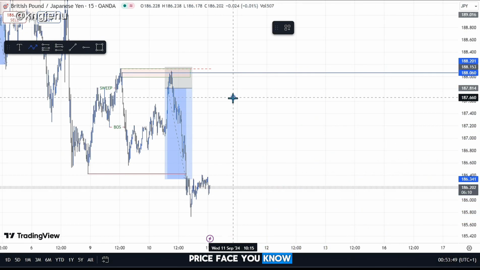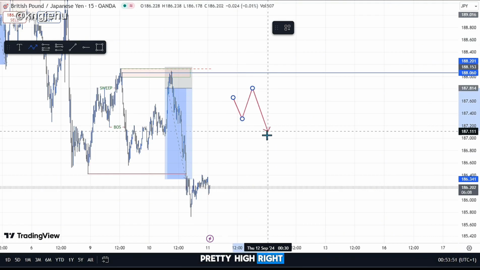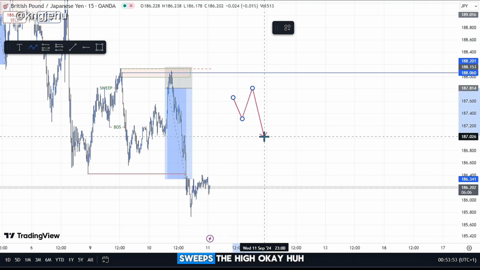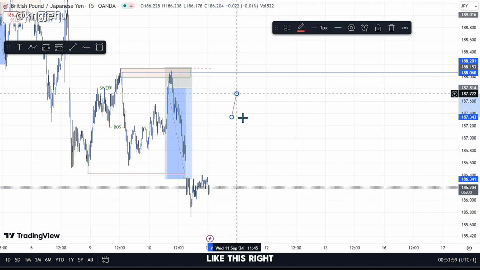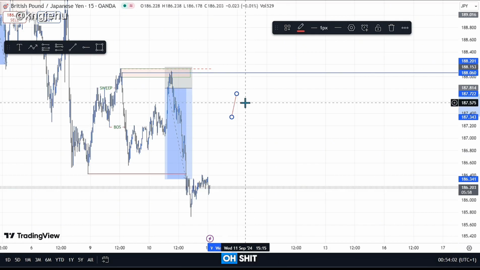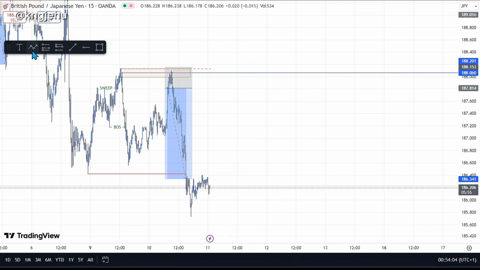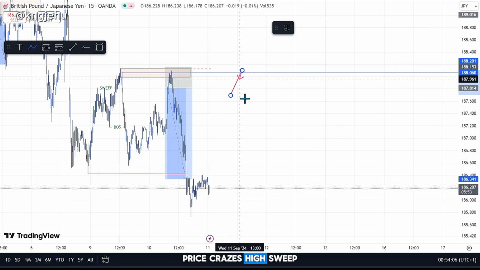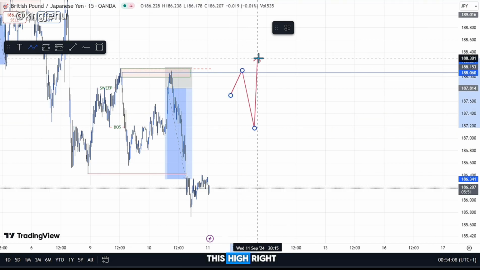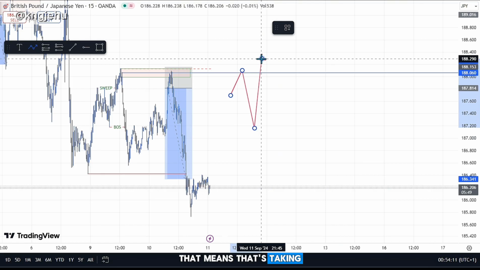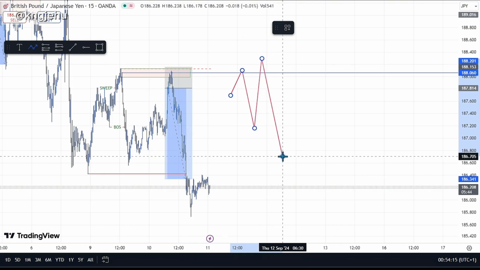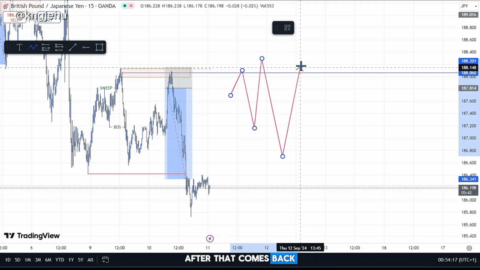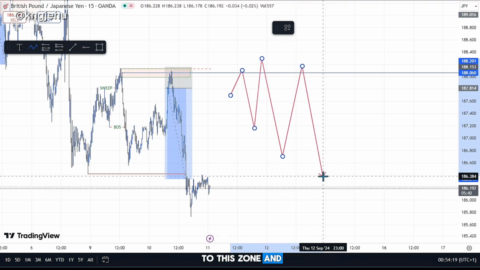Price first creates a high. What does it do? It sweeps the high. Price creates this high, sweeps this high. That means it's taking liquidity resting above this high, then breaks structure. After that, it comes back to this zone and sells off.